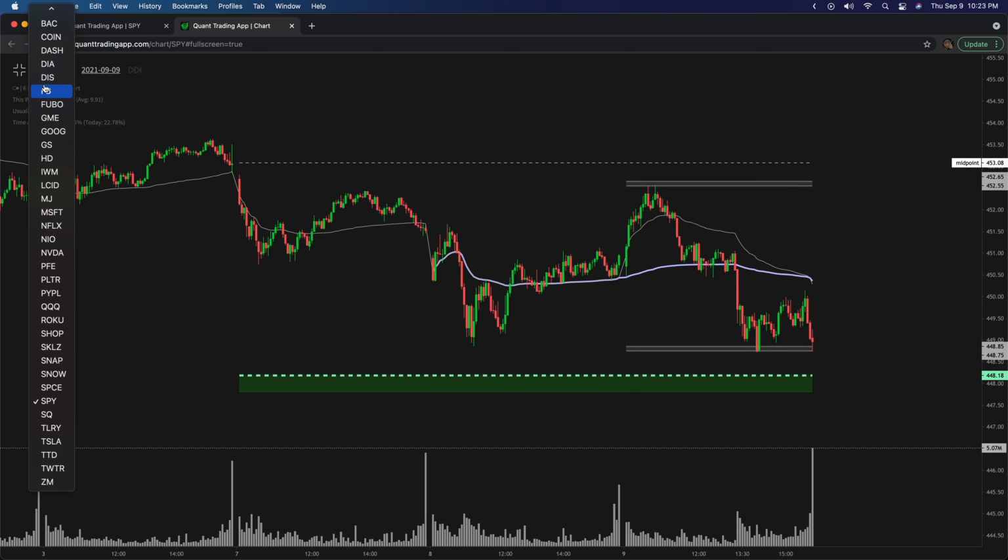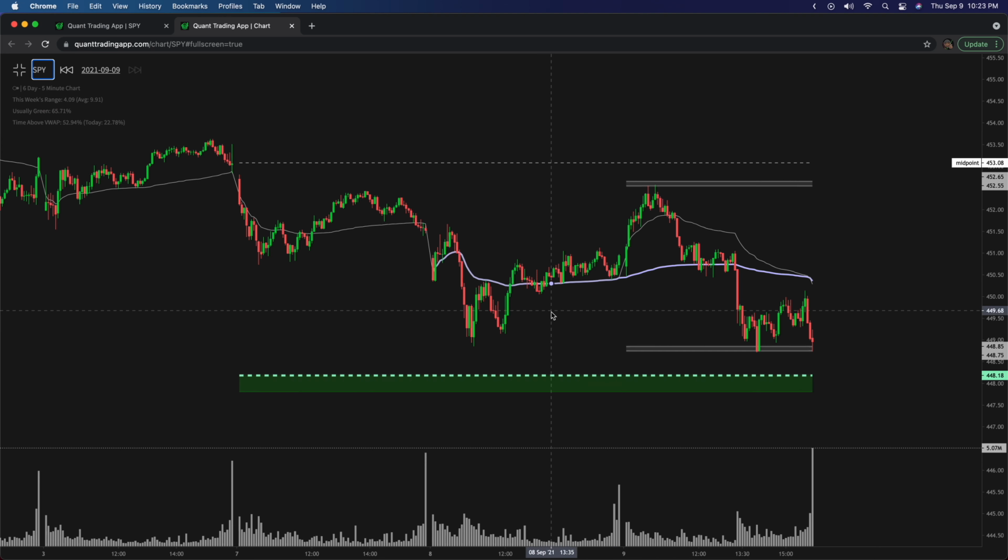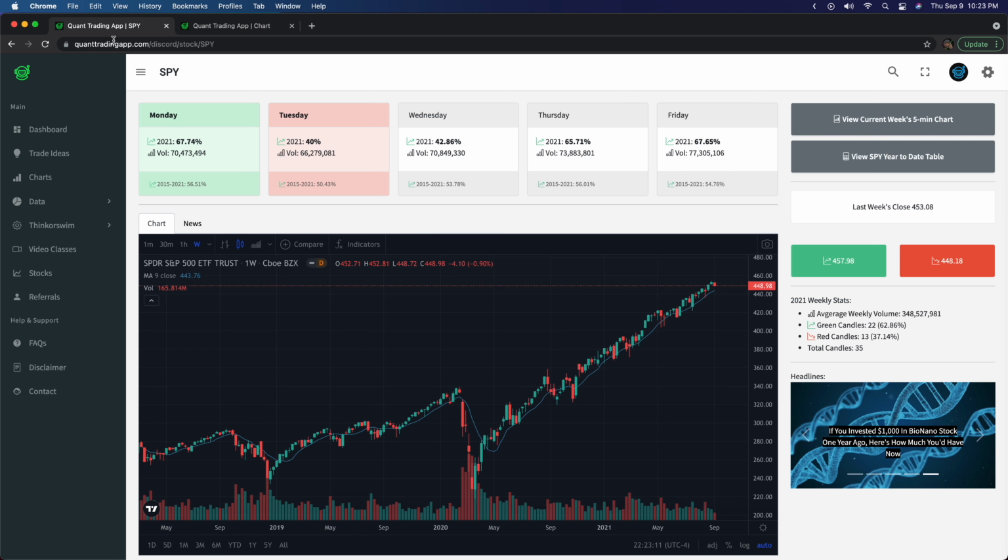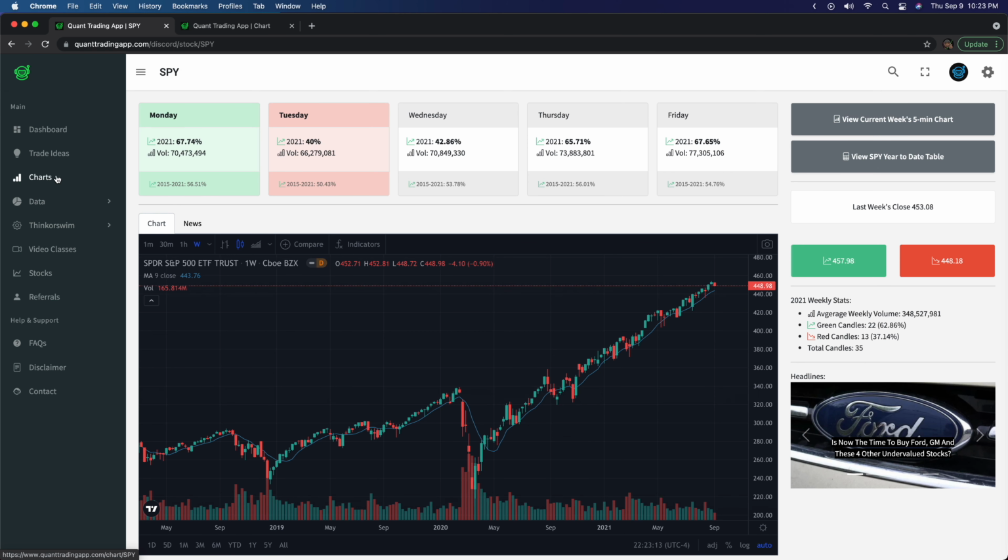We can click this right here and jump around to any ticker available in Quant Trading app and get to see what things look like. Again, if you have Thinkorswim, you actually may not even use the charting page that often. You can actually come to this button right here.